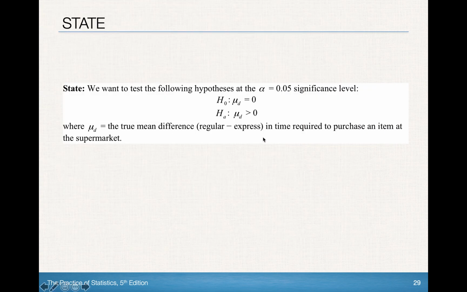Here, because I chose to do the regular lane minus the express, my null hypothesis is always going to be there's no difference between the pairs. My alternative hypothesis is that the mean difference is greater than 0 because I'm doing regular minus express. And what I'm saying is that mu sub d, which is the true mean difference in the time required to purchase an item at the supermarket, is actually bigger than 0, meaning that it takes more time in the regular line. I chose an alpha level of 0.05.